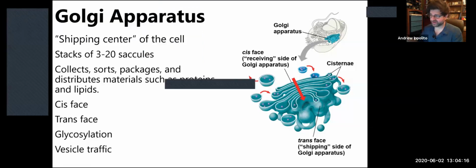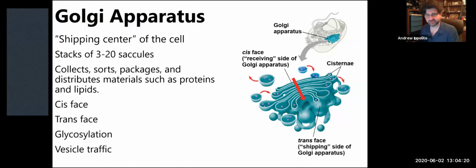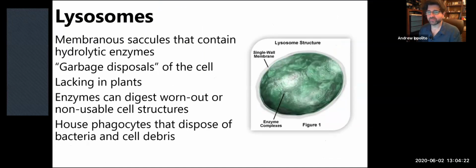So there it is: cis-phase, trans-phase, the shipping facility, glycosylation happens. Okay. All right, the next one, so I touched on this, the lysosome. We can think of them as a garbage disposal of the cell. All right, now here's a key point. Plants do not have lysosomes.